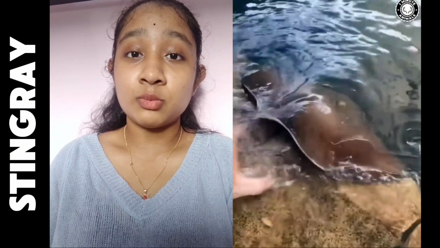Stingrays come from over 150 different species, and it can be found in saltwater and freshwater.